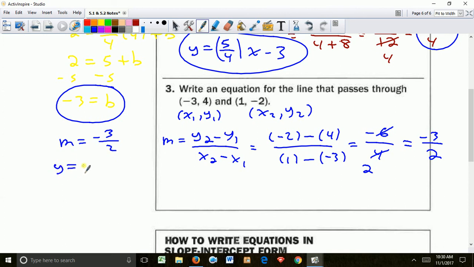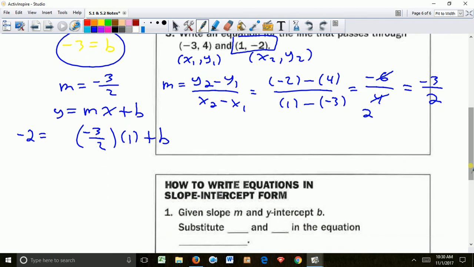So we know that in slope-intercept form, y is equal to mx plus b. So plug in -3/2 in for m. And it doesn't matter what you choose for a point. Let's choose 1, -2. So -2 is equal to y. And then x is equal to 1. And then solve for b. So in this case, 1 times -3/2 is -3/2. You get -2 is equal to -3/2 plus b.